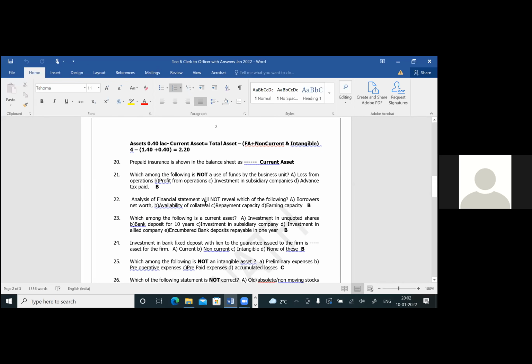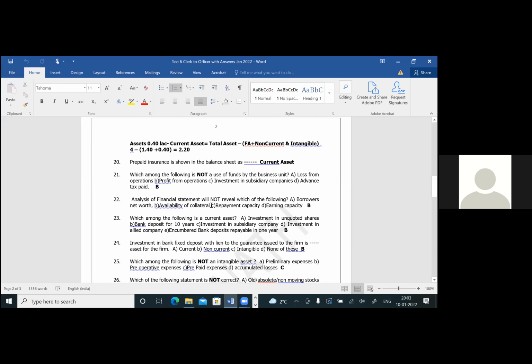Analysis of financial statement will not reveal which of the following? When you analyze the financial statement, balance sheet, it will not reveal which one: borrower's net worth, availability of collateral, repayment capacity, earning capacity. Borrower's net worth, you can find out. Then availability of collateral for a loan, you cannot find out in the balance sheet. Analysis of financial statement will not reveal the availability of collateral.